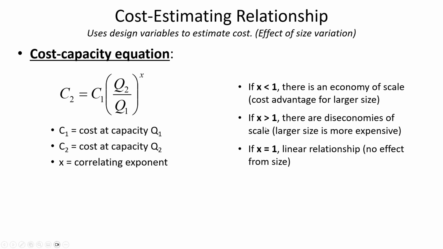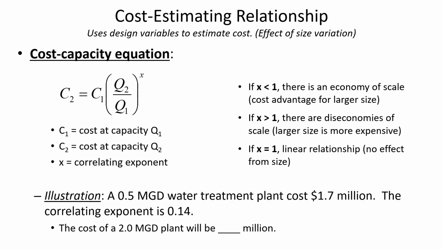Whereas when x is greater than 1, that means there's a diseconomy of scale, which means there's actually some sort of a penalty for some reason in getting larger. So the example I gave before was like vertical construction of high-rise buildings, where a 20-story building is likely to be more costly on a per square foot basis than a 10-story building because it becomes increasingly complex to build up in the sky. And then when x is 1, that means that there's a linear relationship, that there's no effect related to cost based on increasing size.